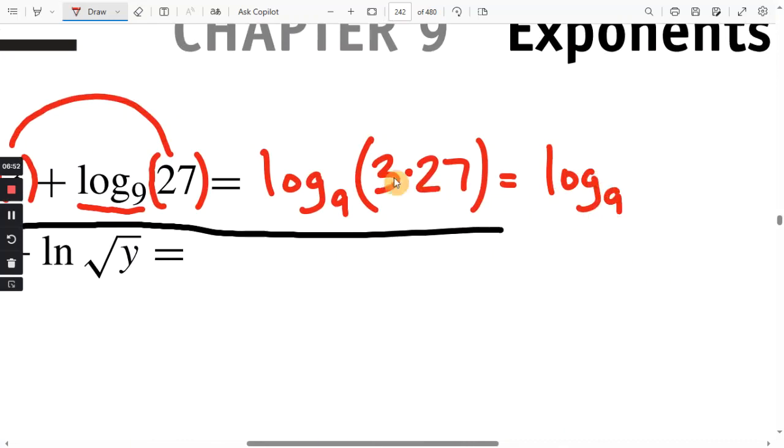All right, 3 times 27 is going to be 81. So that's it.